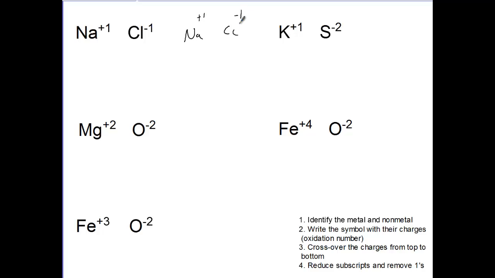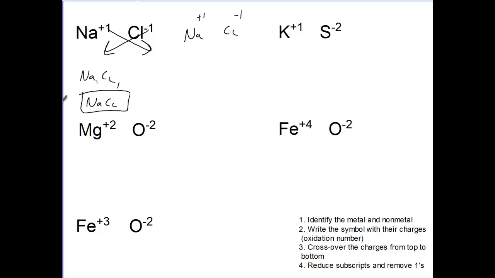So first step, we've got metal and nonmetal. Second step, we write our charges, so that's already done there for you. Third step is we cross them over, so I'm going to get Na1, Cl1. Next step is to reduce the subscripts, so it's already reduced down. Basically, by reducing, we're looking to see if we can divide them by any numbers. And the last one is to remove any 1. So I'm going to have NaCl.